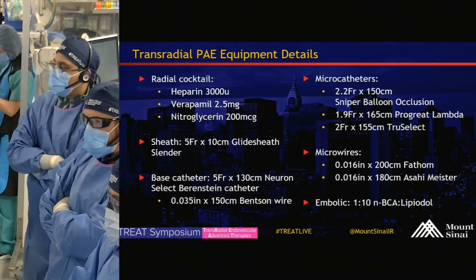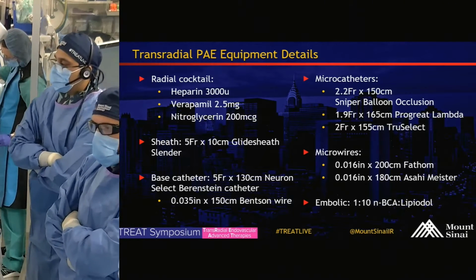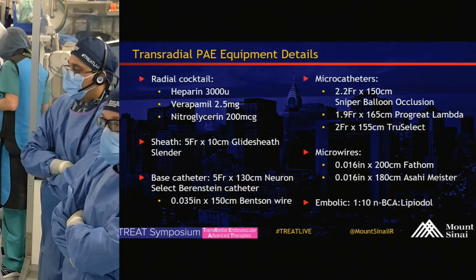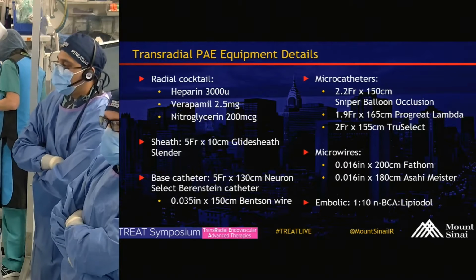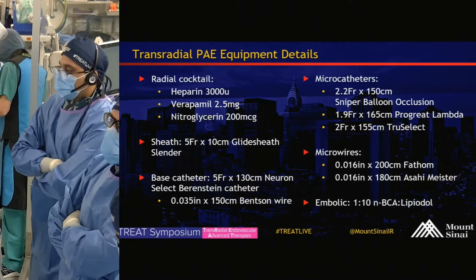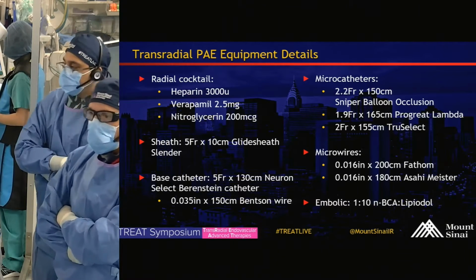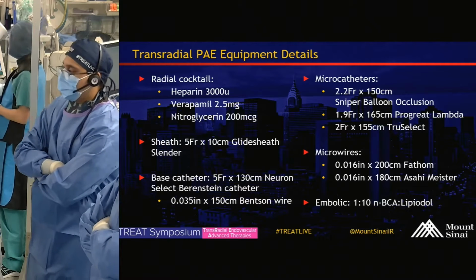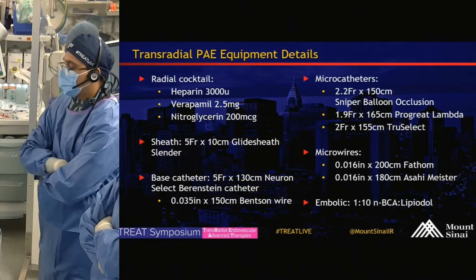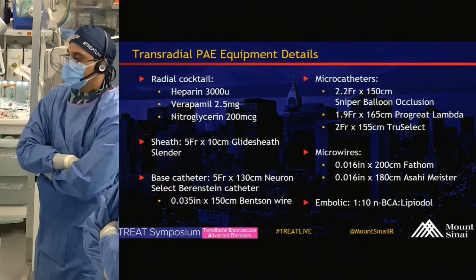In regards to the microcatheters, there are several options out there. We typically use the 2.2 French Sniper balloon occlusion microcatheter, but we've used the Progreat Lambda or the 2 French TruSelect. And in regards to microwires, typically we start off with the 016 Fathom wire. If we do encounter some complex anatomy, then we'll bring out the 016 Asahi Meister wire. Our embolic of choice is going to be a 1 to 10 n-BCA to Lipiodol mixture.